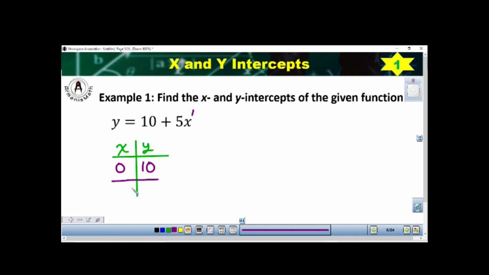Now what if I put 0 for y? Well, if you put 0 for y, that's going to give you the x-intercept. So if this is 0, then you have yourself 0 equals 10 plus 5x. Subtract 10 from both sides. You got negative 10 equals 5x. Divide by 5 or multiply by 1/5, it's the same thing. So it's going to give you negative 2 equals x. So basically this x is going to be negative 2. What does that mean? At negative 2, you will intercept this x-axis.